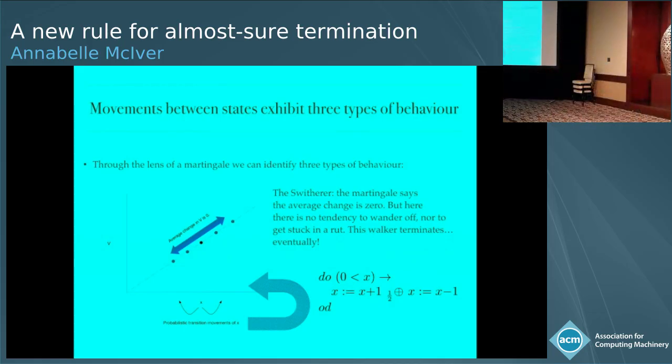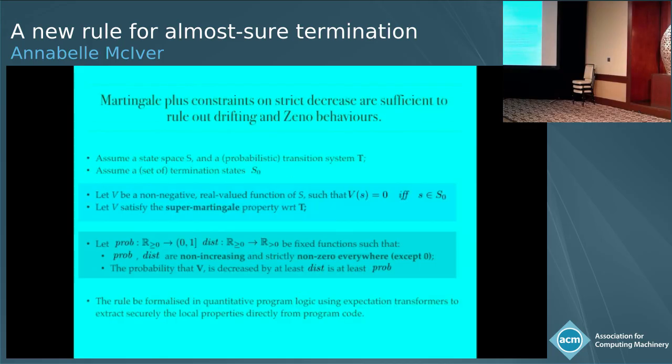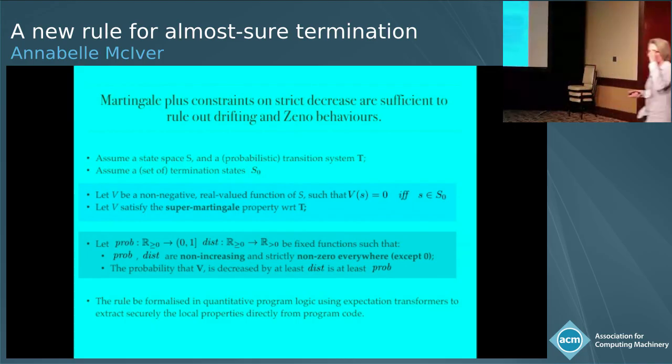So the rule bans any accumulation points, and therefore it bans the first two programs as being able to terminate, and that therefore leaves us a behavior where termination is certain. So this is an informal definition of what the rule is. I'll show you the formal definition in quantitative program logic a little bit later.